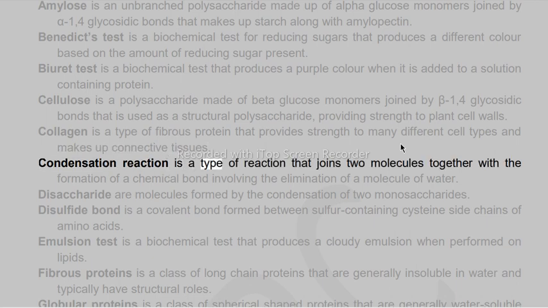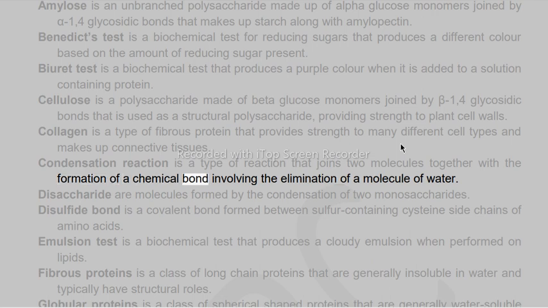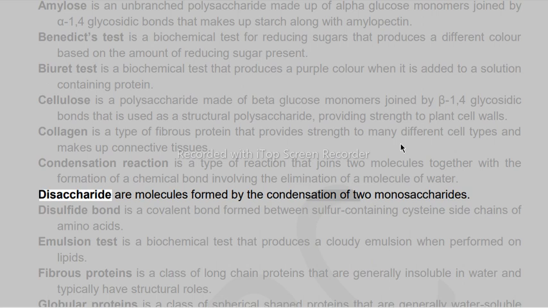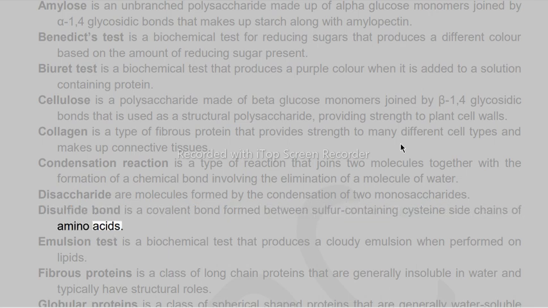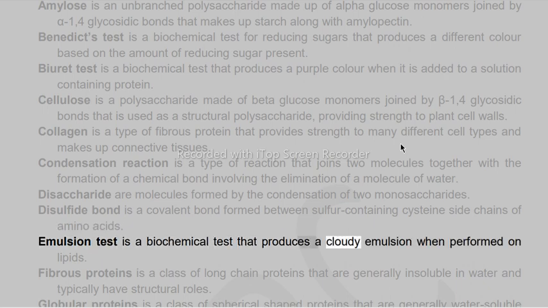Condensation reaction is a type of reaction that joins two molecules together with the formation of a chemical bond involving the elimination of a molecule of water. Disaccharides are molecules formed by the condensation of two monosaccharides. Disulfide bond is a covalent bond formed between sulfur-containing cysteine side chains of amino acids. Emulsion test is a biochemical test that produces a cloudy emulsion when performed on lipids.